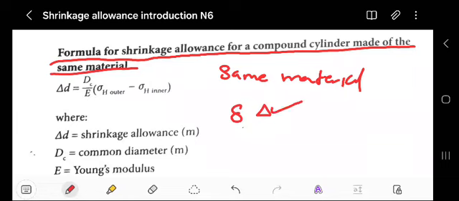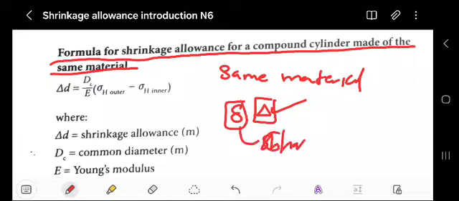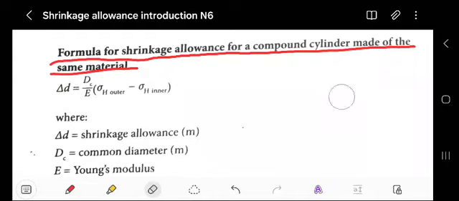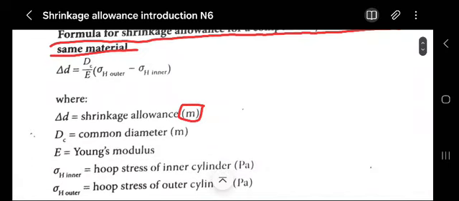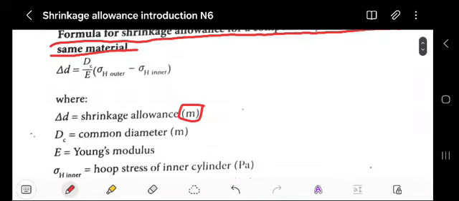We're used to the change symbol. Often we're using this symbol for what? For change, but this one will be for shrinkage, and then this one will be for shrinkage allowance. So shrinkage allowance is measured in meters. Shrinkage allowance is common, Young modulus.